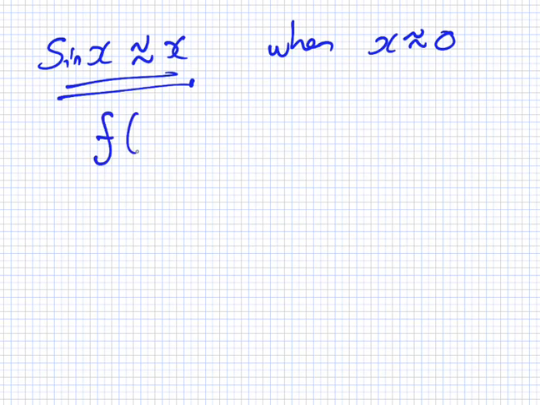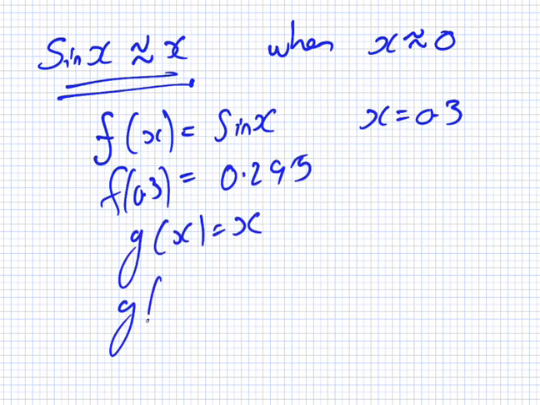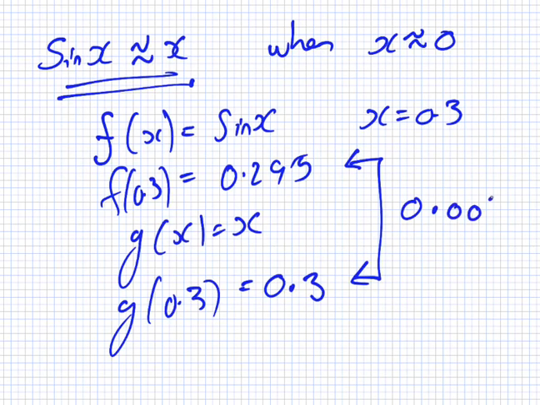For example, if I say f of x equals sine x, and I use x as 0.3, I get, I think, f of 0.3 is 0.295. And if I say the tangent line is x, what is g of 0.3? It's 0.3. How different are these numbers? Not much. 0.005. So that's all I'm asking you to do in 11 to 16. I want you to compare the difference between using the tangent line and using the curve. They should give you a good approximation.